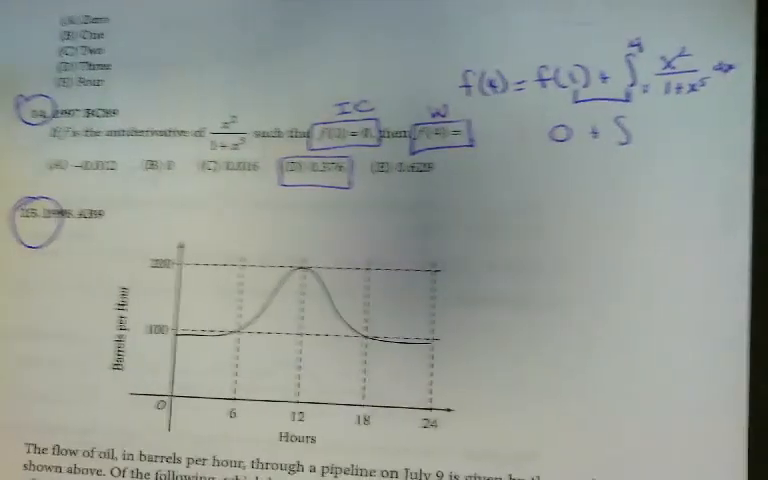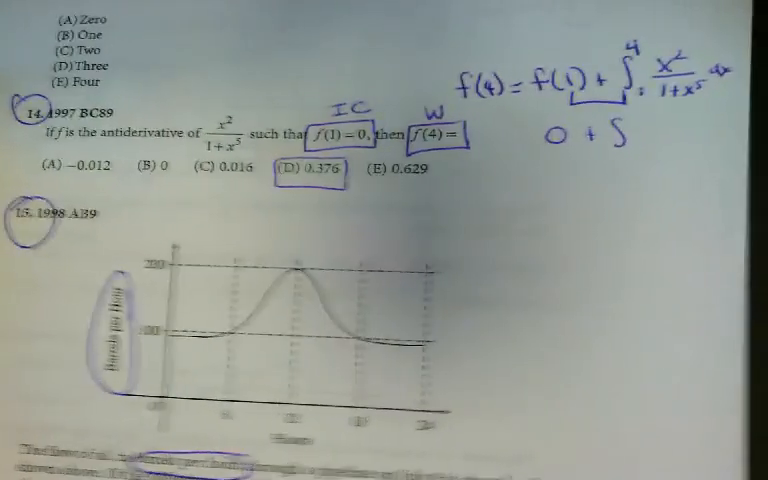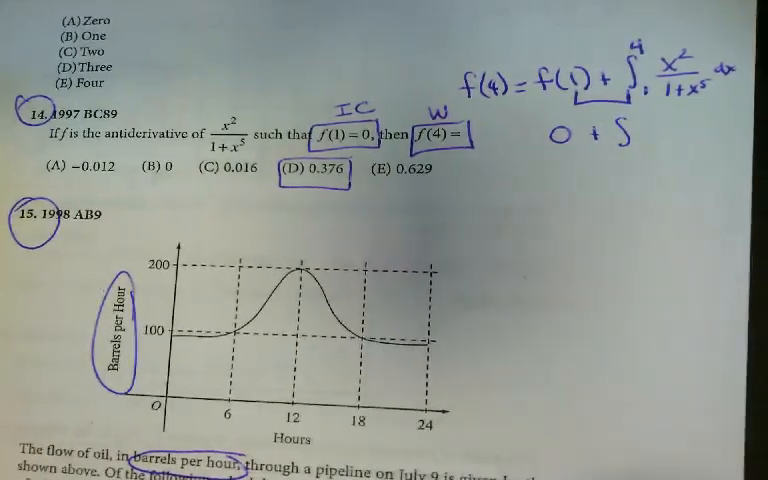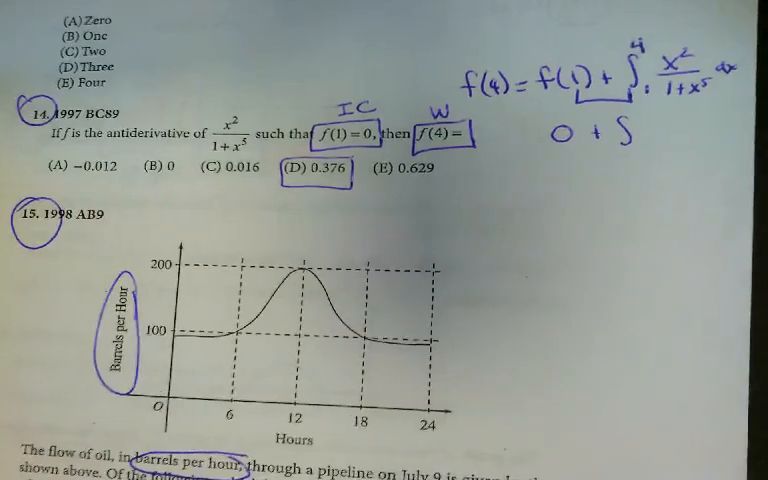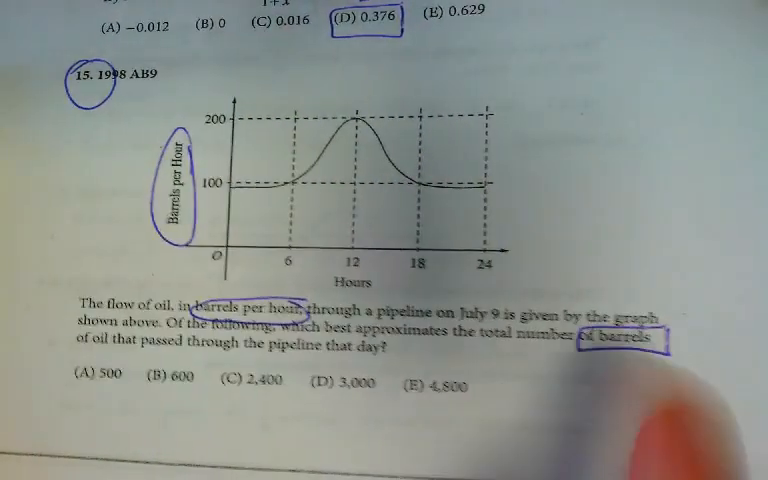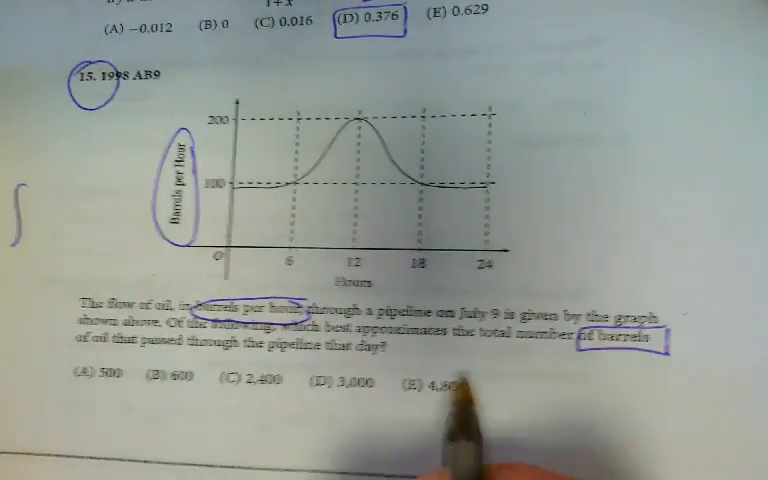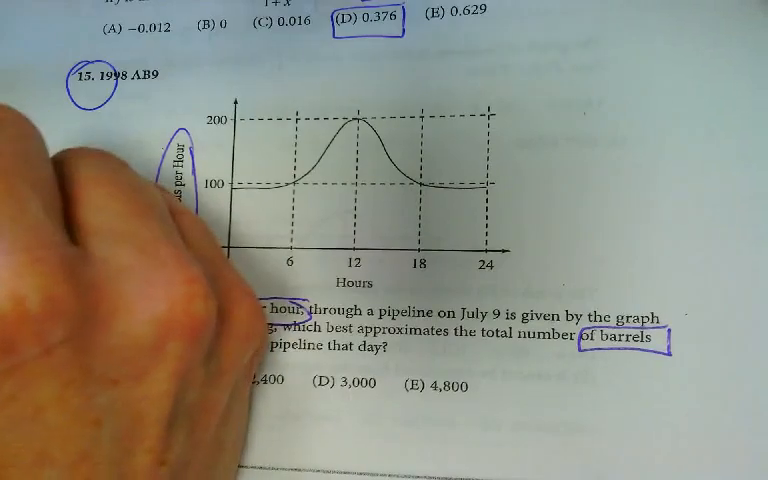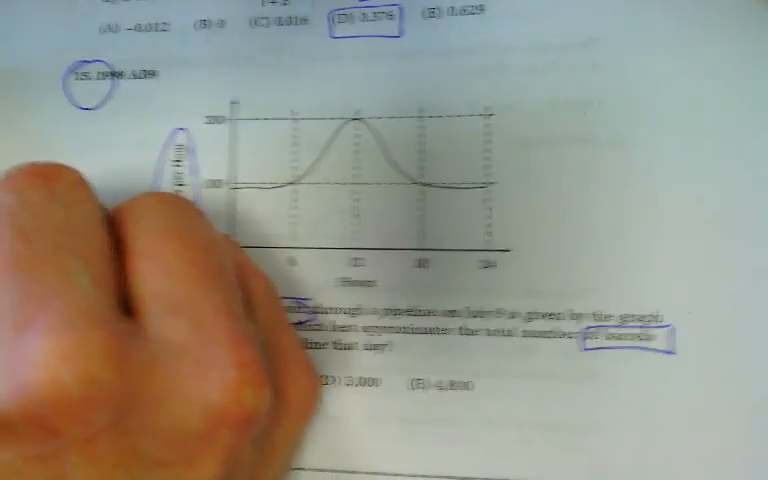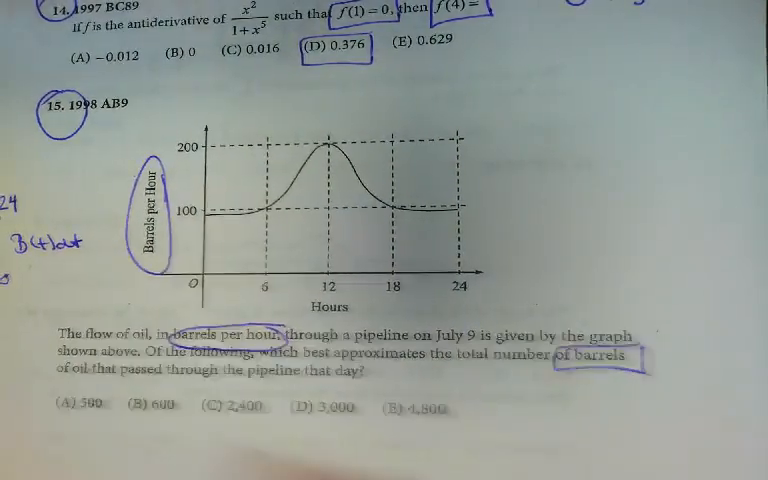15. The flow of oil in barrels per hour through a pipeline is given by the graph. Which of the following best approximates the oil that has passed through the pipeline that day? So I want the number of barrels. I should have an equation written down. If I'm going from barrels per hour to barrels, I should be doing what to this function? Integrating. And it said for the first day, so from 0 to 24, I'm just going to call it B of t dt. There's no initial condition, so I don't really have to add anything on there.